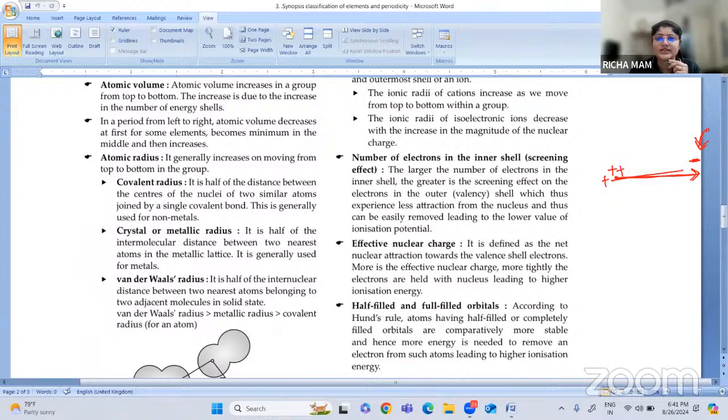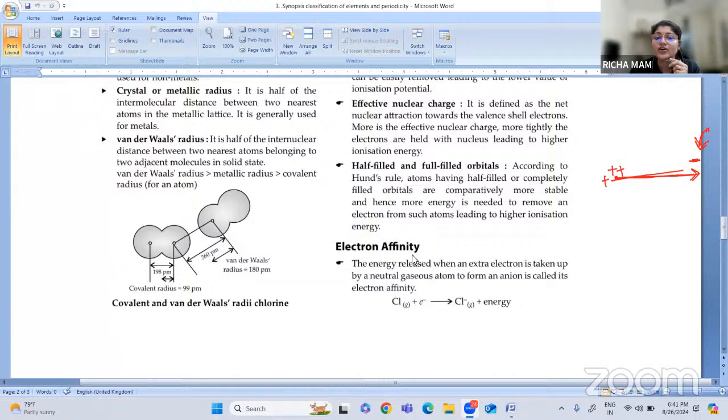The next important concept is electron affinity. What do you mean by electron affinity? It is the energy which is released when you are adding one extra electron to a neutral gaseous atom to form an anion. Ionization enthalpy is different and electron affinity is different.